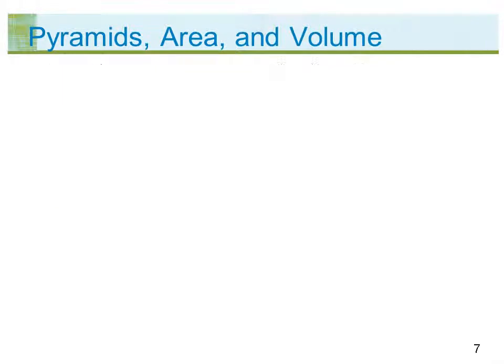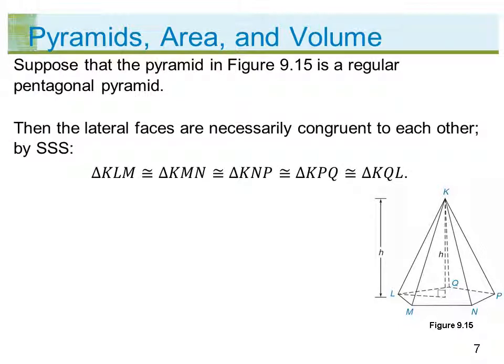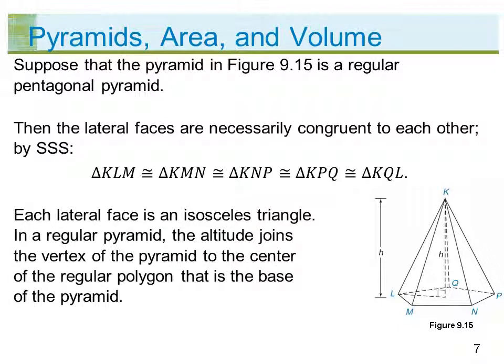Definition: a regular pyramid is a pyramid whose base is a regular polygon and whose lateral edges are all congruent. Suppose that the pyramid in Figure 9.15 is a regular pentagonal pyramid. Then the lateral faces are necessarily congruent to each other. By side, side, side, triangle KLM is congruent to triangle KMN, is congruent to triangle KNP, is congruent to triangle KPQ, is congruent to triangle KQL. Each lateral face is an isosceles triangle.